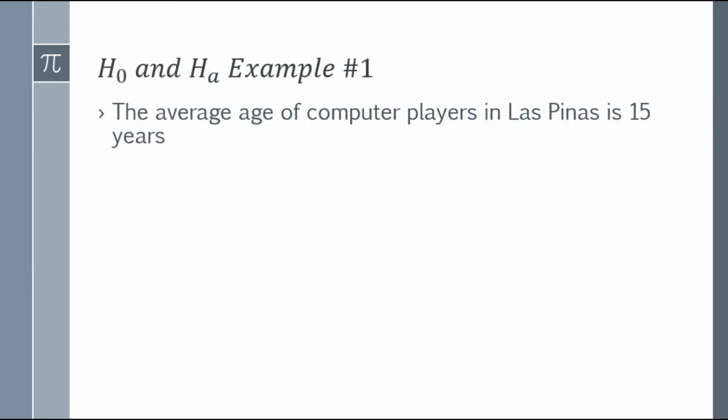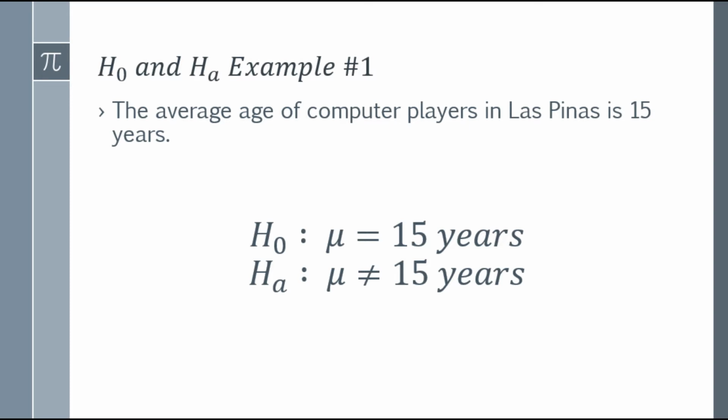So, example number 1, the average age of computer players in Las Piñas is 15 years. So, ang null hypothesis is ito. Yung una is equal to 15 years at yung alternative is not equal to 15 years.